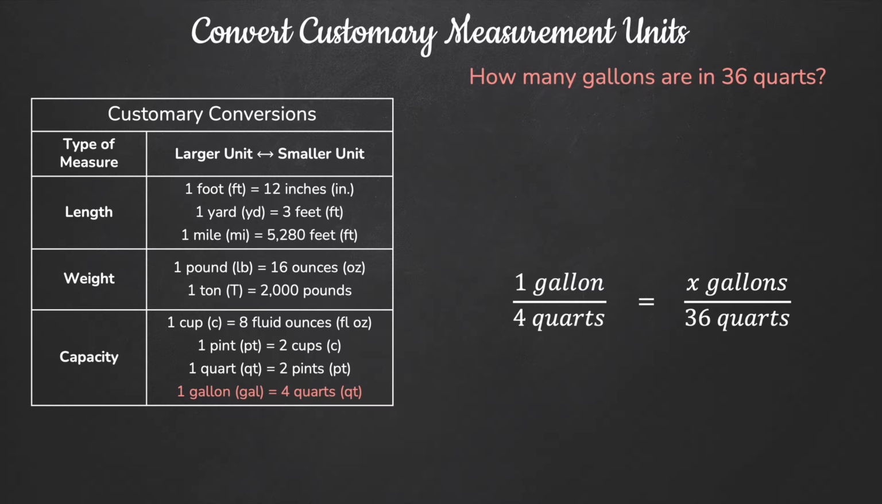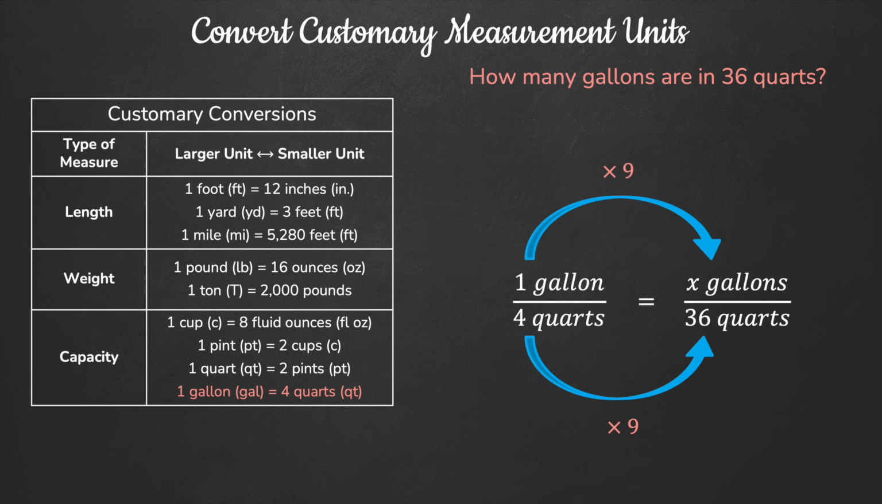And now that we set up our equivalent ratios, because our denominators are the 2 with numbers in them, we ask ourselves, what do we need to multiply 4 by to get 36? And if you don't know, we could just do 36 divided by 4, which is equal to 9. So that means that 4 times 9 is equal to 36. And whatever we do to the denominator, we have to do to the numerator. So we're going to take the 1 and multiply that by 9, and we get 9. So that means that there are 9 gallons in 36 quarts.